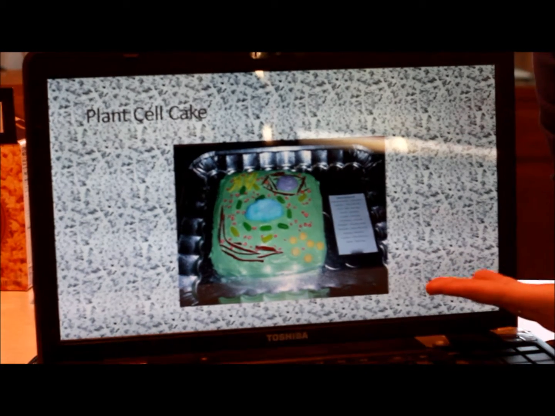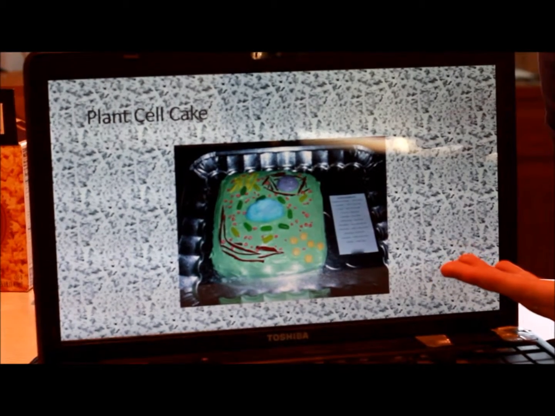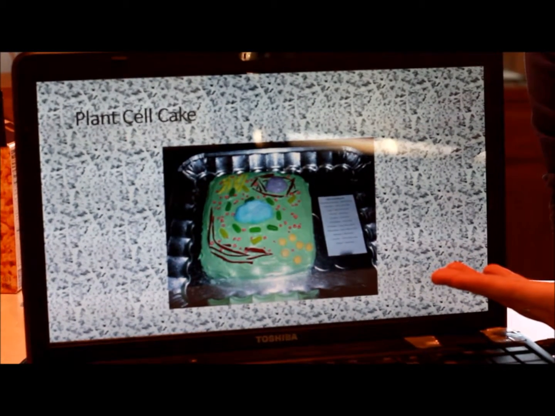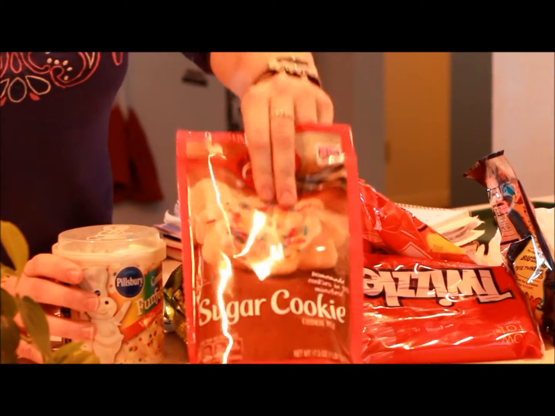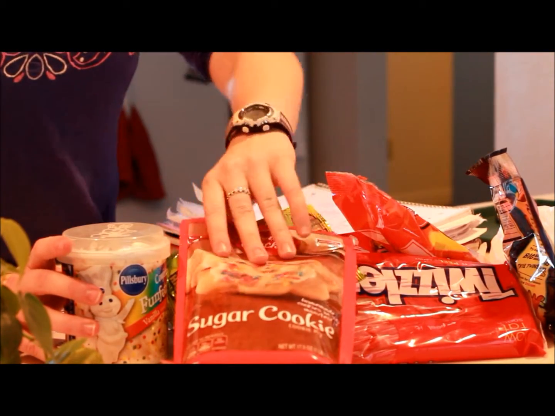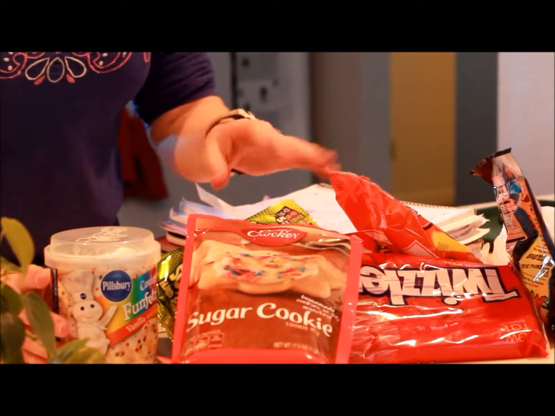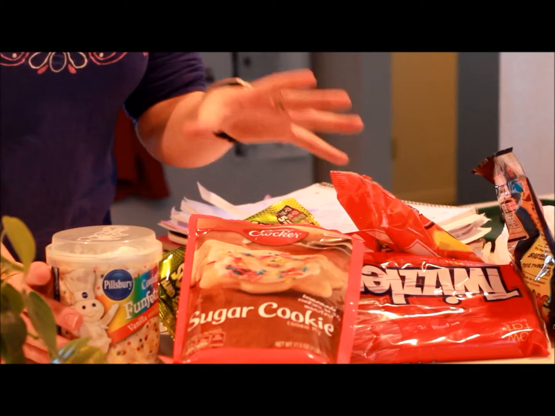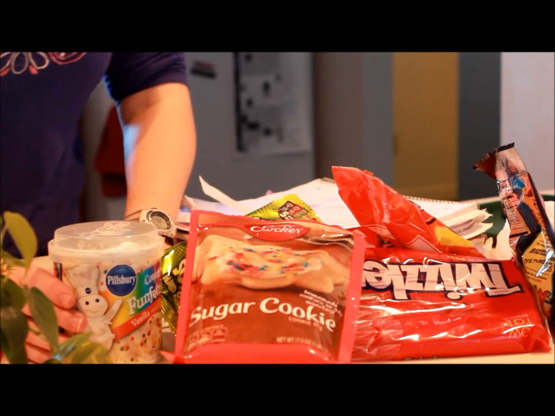And this is what we will be making, a plant cell cake, so that she can have a hands-on model of it. And here are the ingredients: we will be making a giant cookie, and the cookie will already be made when she comes over, and she will be in charge of icing it, and then we will be placing parts of the plant cell on the cake as a finished product.